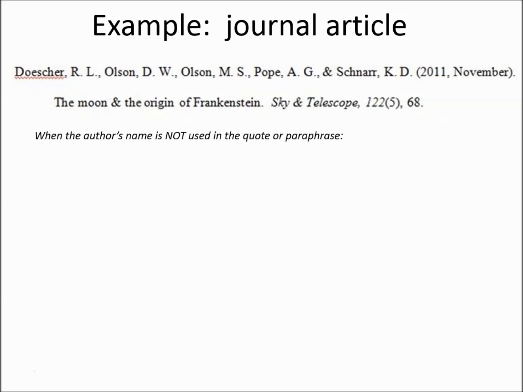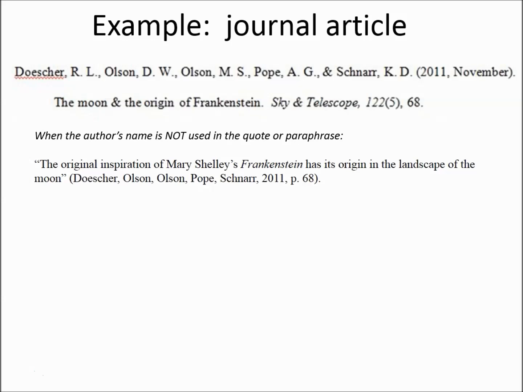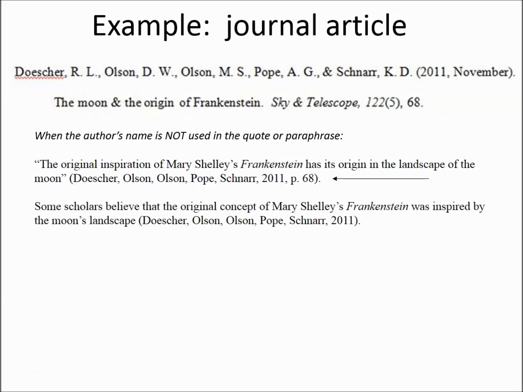If the author's name is not used when making a direct quote, the in-text citation must include the author's last names, separated by commas, followed by the publication year and page number the quote appears, all in parentheses. Note also that the direct quote is in quotation marks, and the final period is outside the last parenthesis. If you are paraphrasing and the author's name is not used in your statement, the in-text citation also includes the author's last names and publication date, but omits the page number.